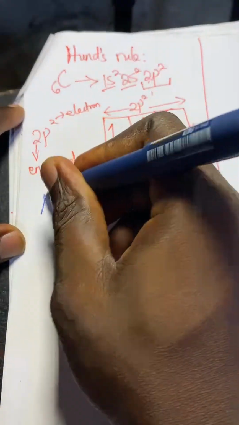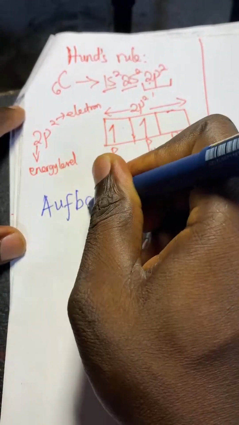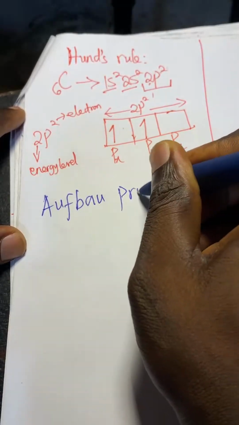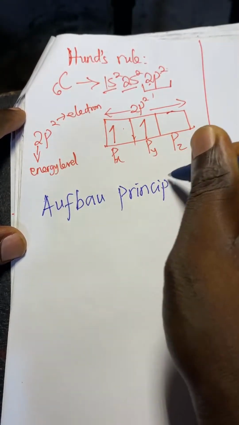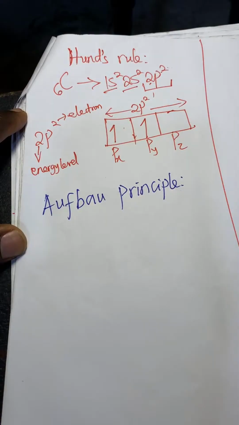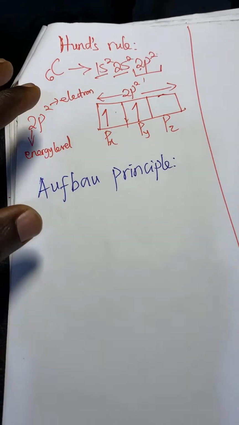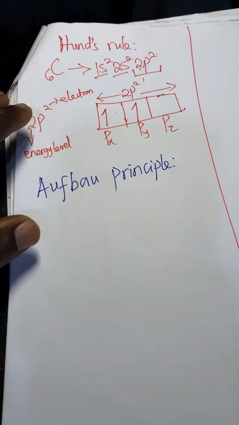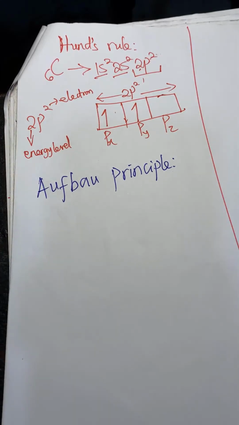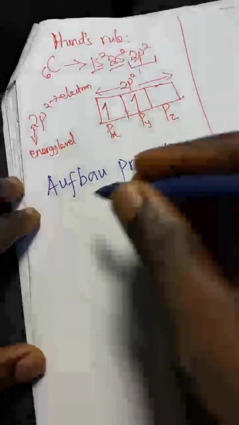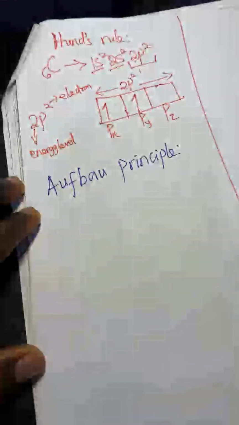We call this rule the Aufbau principle. I want to draft something. Now, what does it say? It says that an electron must first occupy the lower energy level before the higher energy level. That's what Aufbau said. So now we are going to have something like this.